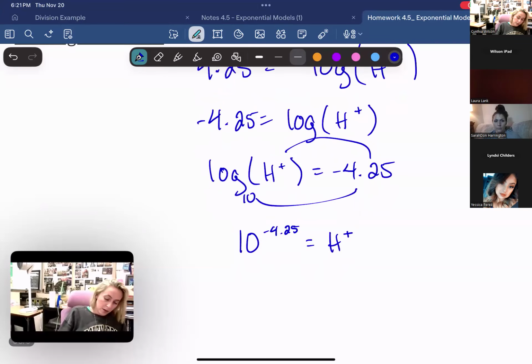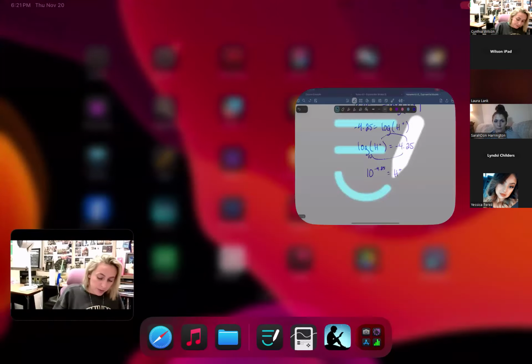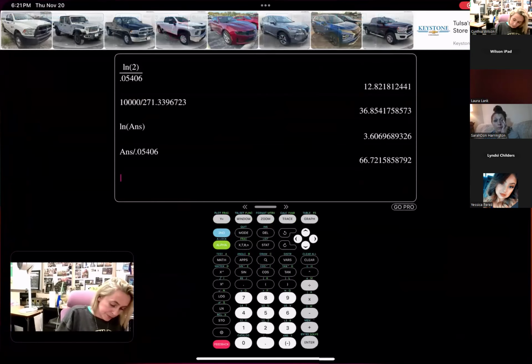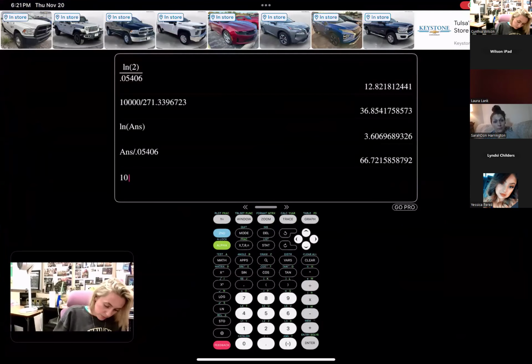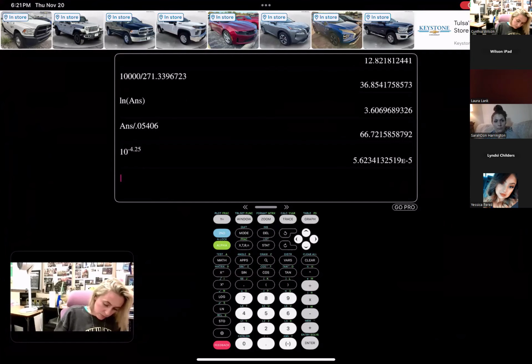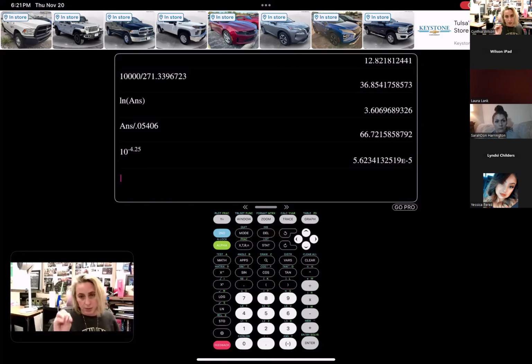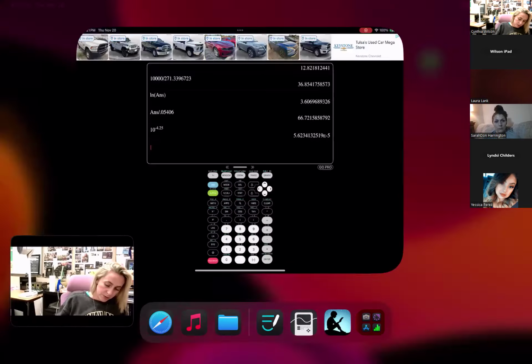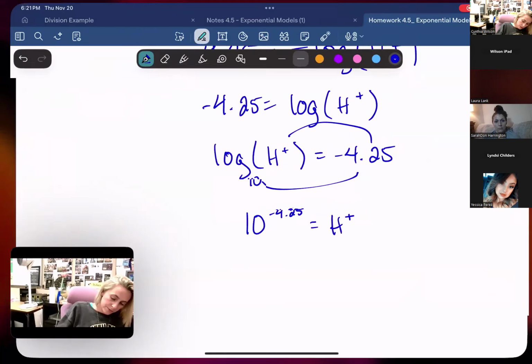Okay. Now, when you put this in your calculator, you're going to get something really weird. So we have this little E thing. I'm going to go ahead and write this E thing down, at least 4 decimals, 5.6234.